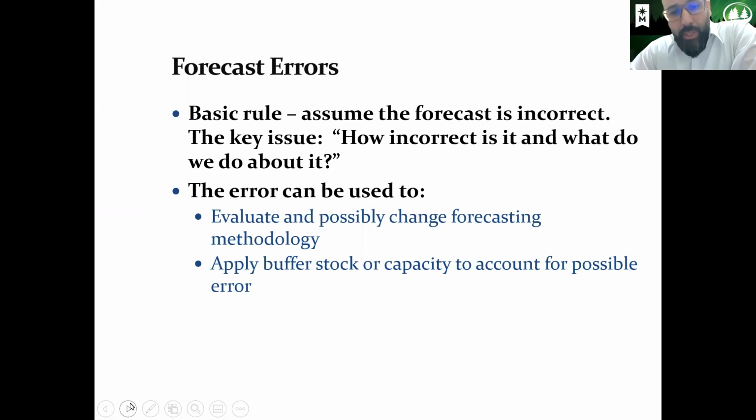The error can be used to evaluate and possibly change the forecasting methodology. So once we understand what the error is and the forecasting accuracy, we can find out how we could change our forecasting. Also, we could apply buffer stock or capacity cushion to account for a possible error.